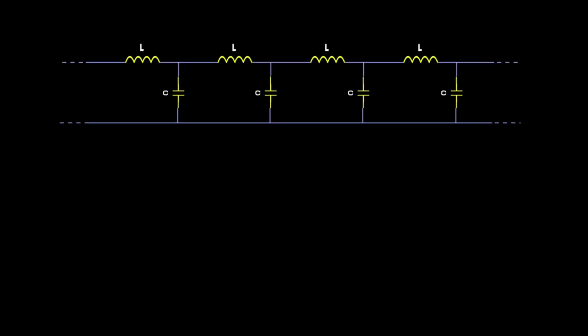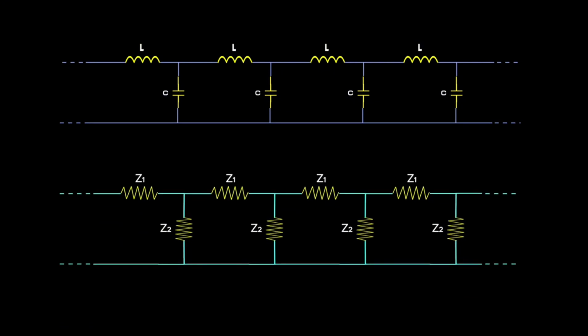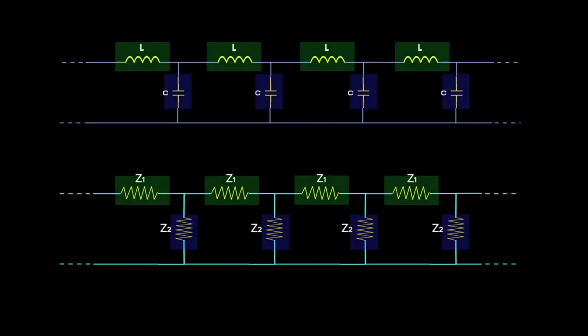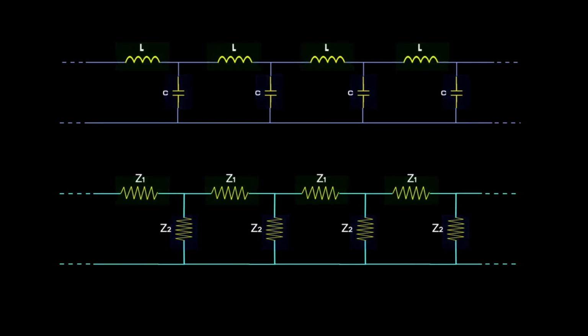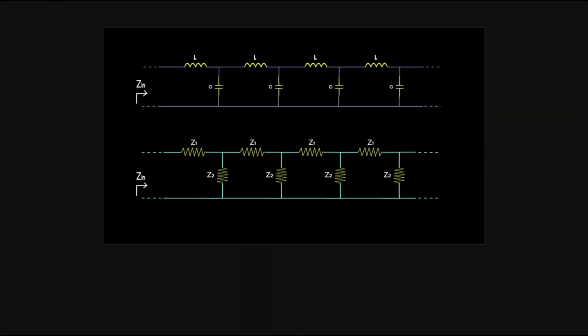Well, have you heard about infinite ladder networks before? This model is an infinite ladder network, with Z1 and Z2 being the impedances of inductors and capacitors respectively. Using the input impedance equation of the infinite ladder network, the input impedance of such a cable has that form. Since each section is only 1 centimeter long, the series resistance and shunt conductance are too small and can be neglected, making the input impedance equal to the square root of L over C.